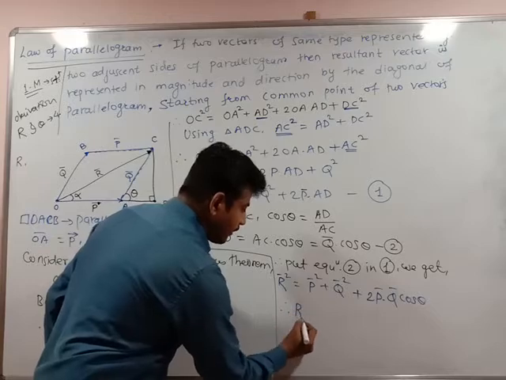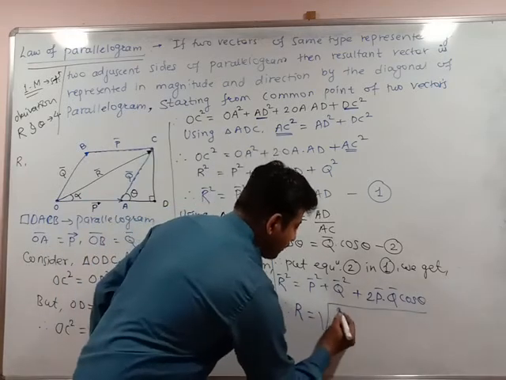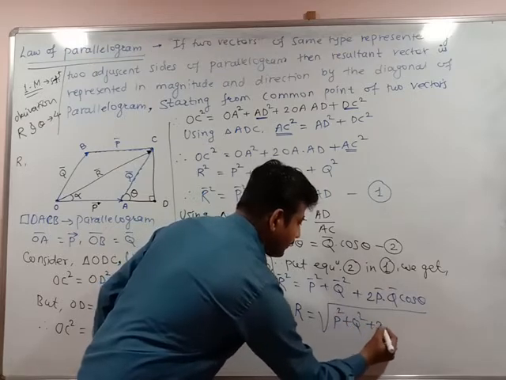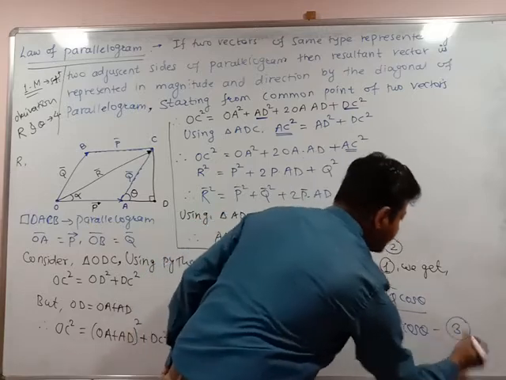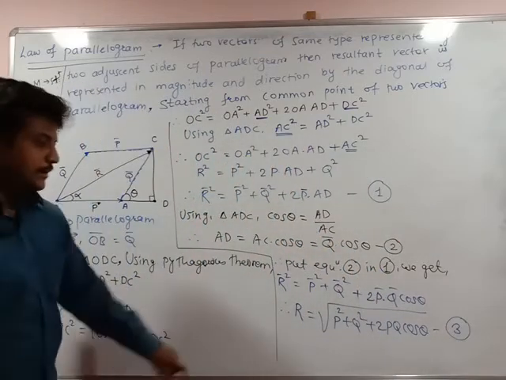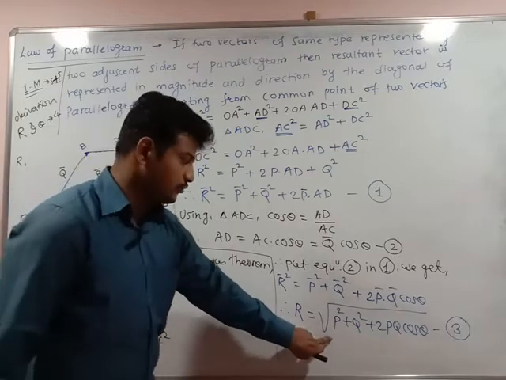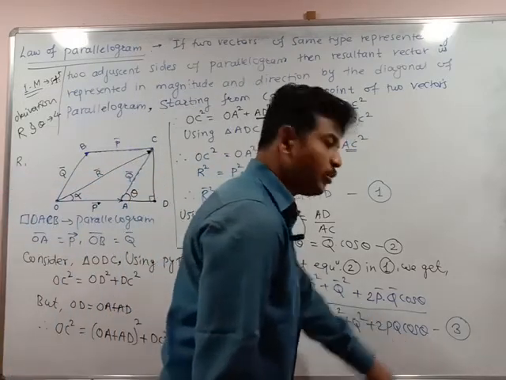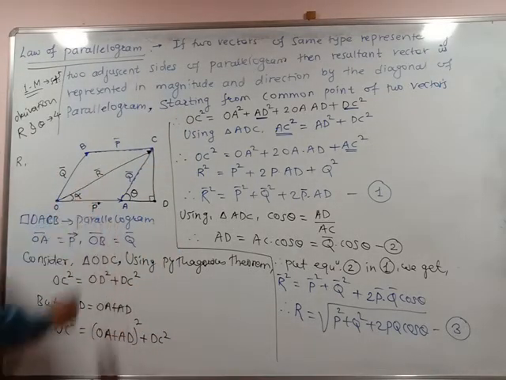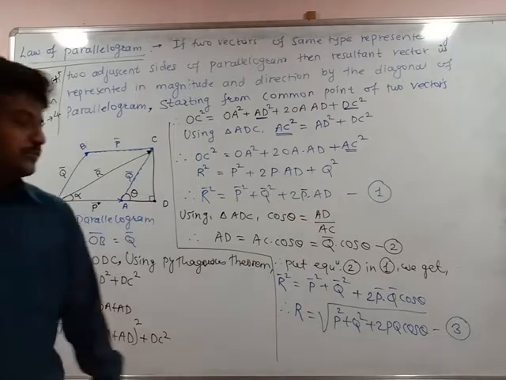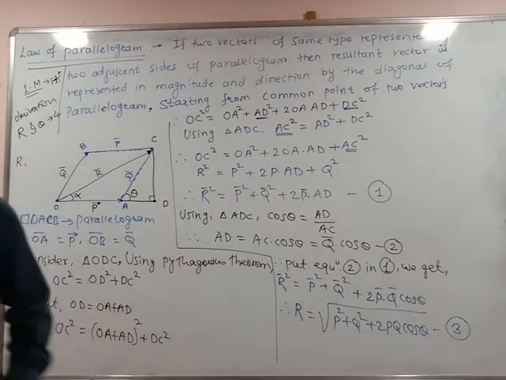Therefore, taking the square root, R is equal to the square root of P square plus Q square plus 2PQ cos theta. This is equation 3. So R bar is a vector, and its magnitude is R. So R is equal to square root of P square plus Q square plus 2PQ cos theta. Thus we first got the magnitude of the vector R is equal to square root of P square plus Q square plus 2PQ cos theta.